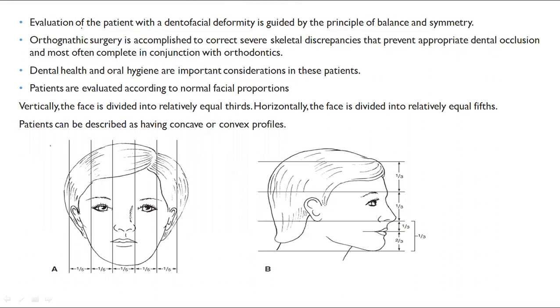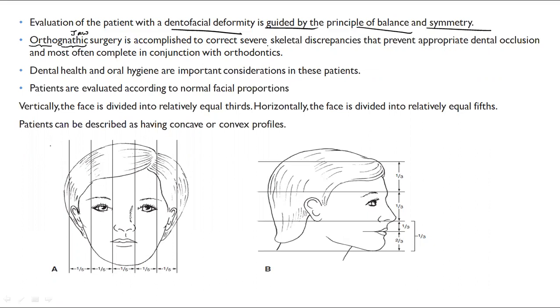Okay. Evaluation of the patient with a dentofacial deformity is guided by the principle of balance and symmetry. Orthognathic surgery is accomplished to correct, see, orthognatha. Gnatha is nothing but jaw, right? So orthognathic surgery is accomplished mainly when there are discrepancies, like the jaw can be too forward, too backward, or there is no symmetry.